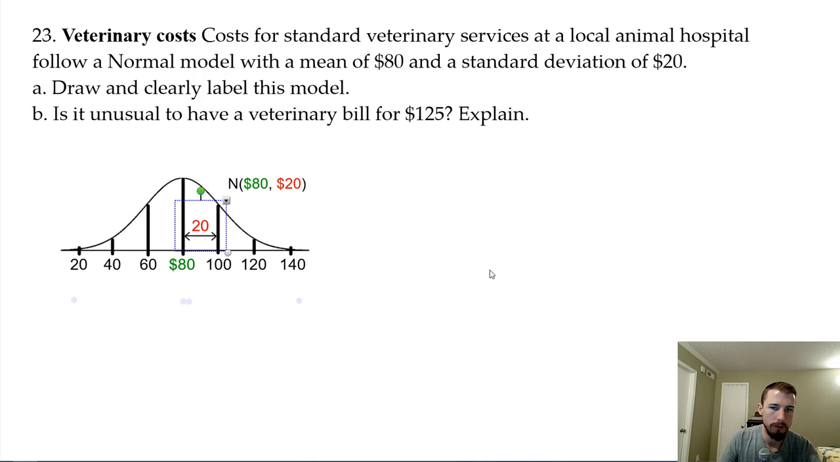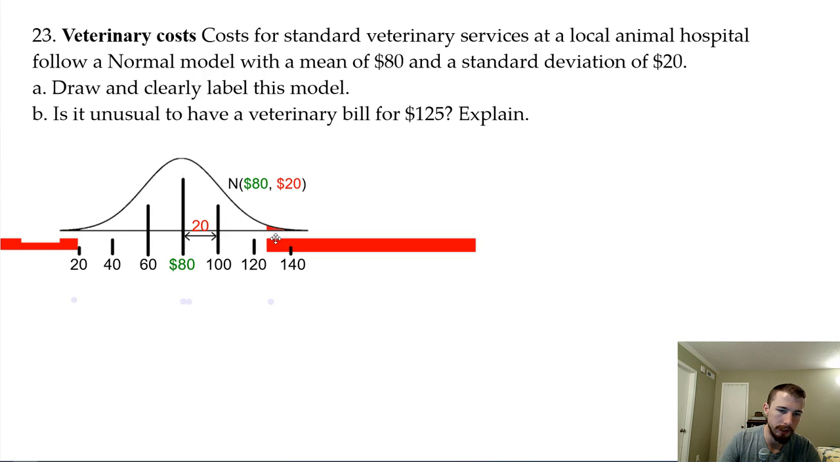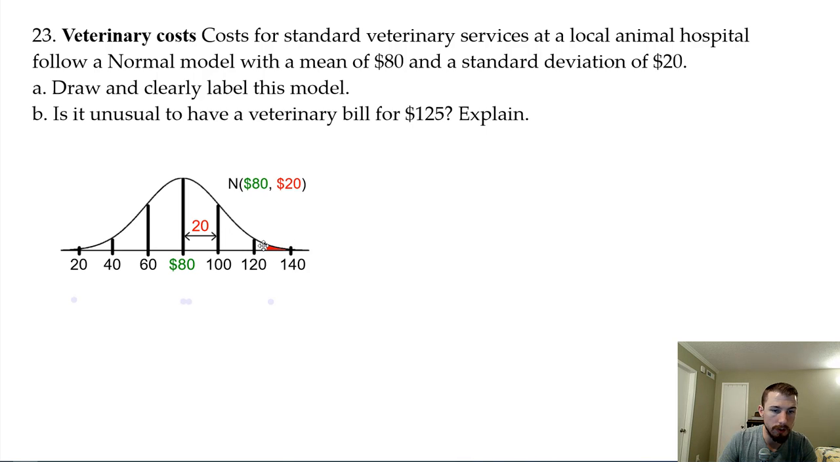All right, so the question is, is it unusual to have a vet bill of $125? You could calculate the z-score if you want. So observation minus the mean, so 125 minus 100 is 25. 25 divided by 20 is going to be 1.25. So what that's saying is we have a z-score of 1.25, which is not considered unusual. We don't consider an observation to be unusual until it's more than 2 standard deviations from the mean, meaning either above or below the mean. So this would be considered a usual observation because it's not more than 2 standard deviations.